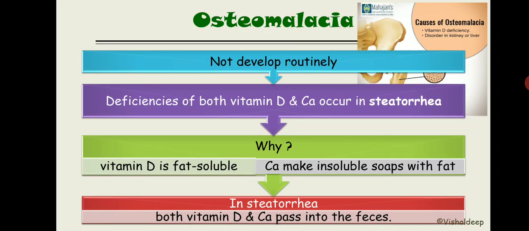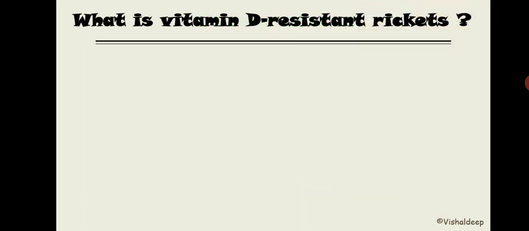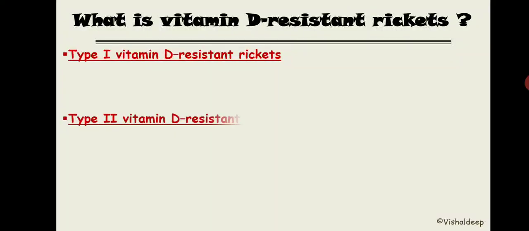Now let's discuss vitamin D resistant rickets. Sometimes when you provide enough vitamin D, yet the person does not recover from rickets. So there are two types of vitamin D resistant rickets, type 1 and type 2. In type 1, the patient does not respond to vitamin D.